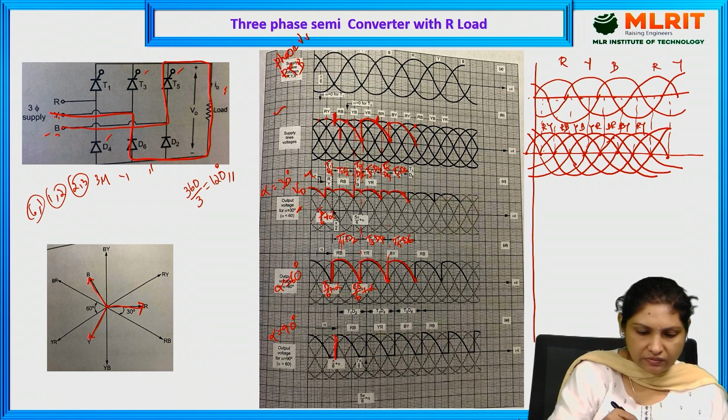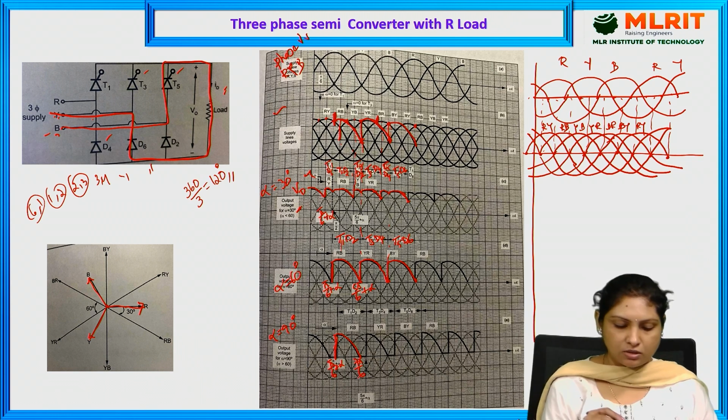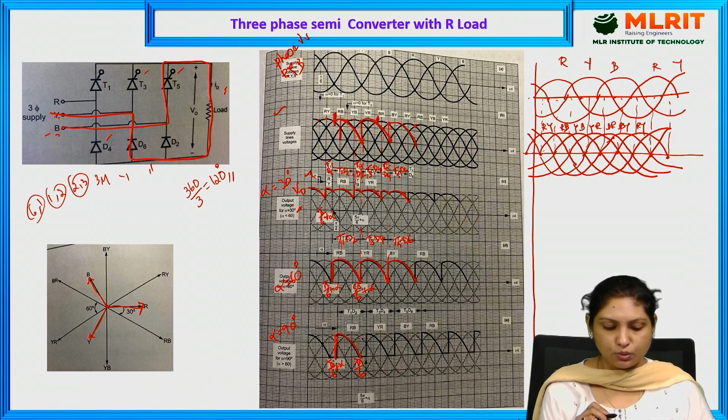And how long will it be conducting? As long as RB is present, it will be conducting output voltage. That is from pi by 6 plus alpha to 7 pi by 6. It will be conducting. So this is your output voltage for alpha equal to 90.